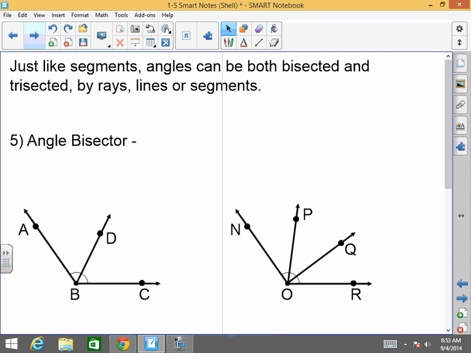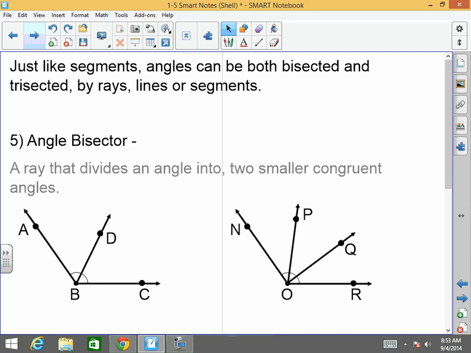Just like segments, guys, angles can be both bisected and trisected by rays, lines, or segments. Notice, points no longer can bisect or trisect an angle, right? Points can only bisect or trisect segments, okay? So what is an angle bisector? Well, an angle bisector is a ray, a segment, or a line, to be exact, that divides an angle into two smaller congruent angles.